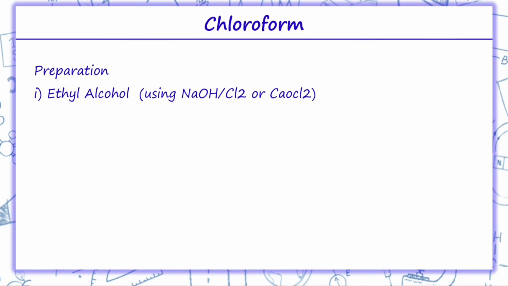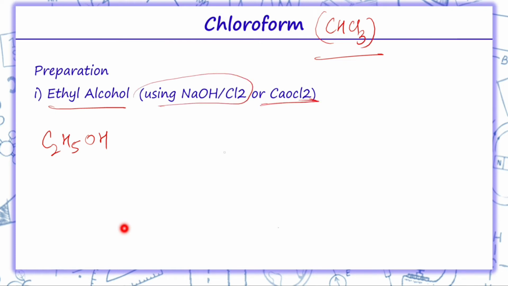So starting with the important compound of haloalkanes, that is chloroform. Now the formula for chloroform is CHCl3. How can we prepare this chloroform? It can be prepared by using ethyl alcohol. So we will take ethyl alcohol, C2H5OH. Now this ethyl alcohol reacts with NaOH, Cl2 or CaOCl2 to give chloroform.